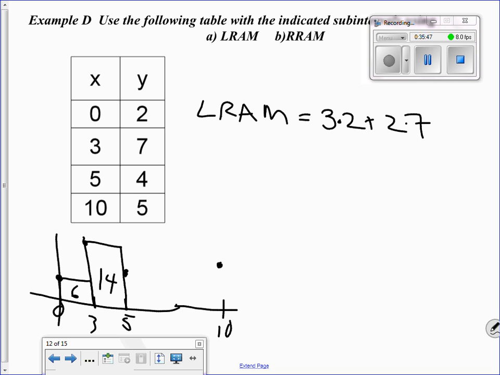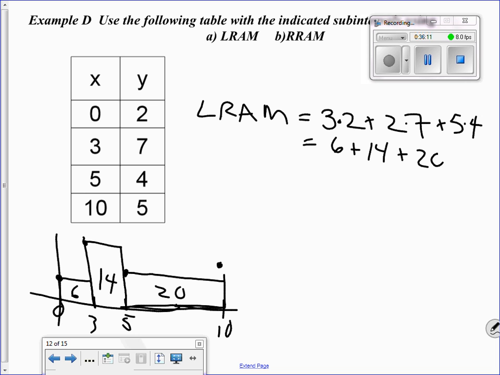And the last rectangle, what's the width? 5. And the height, 4. So we're not even going to use that last point. So 5 times 4, that's 20. So we have 6 plus 14 plus 20 equals 40.